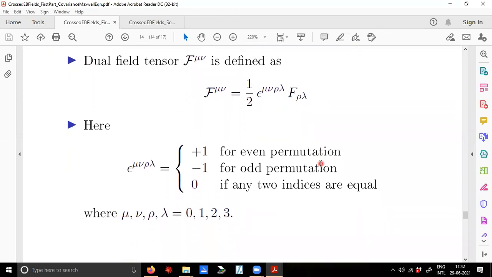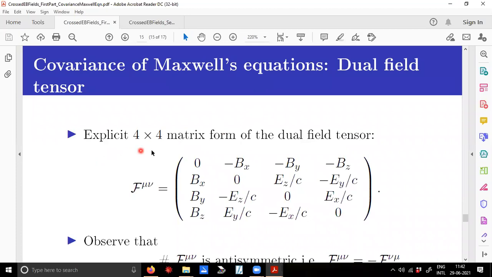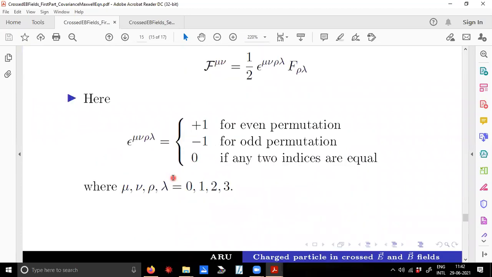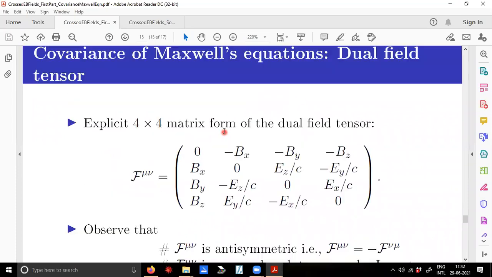Having defined it, it is your job to find out what is the structure of a dual tensor. I have worked it out. If I worked it out, I get this particular form. Given the F rho mu lambda, I have given it already, so work it out. Now you do get, wherever you had an electric field, you get a magnetic field. Electric field and magnetic field interchange their places.